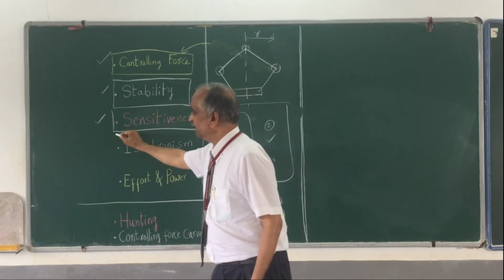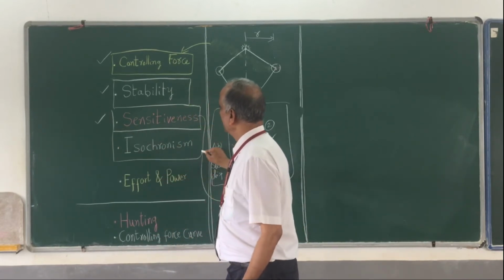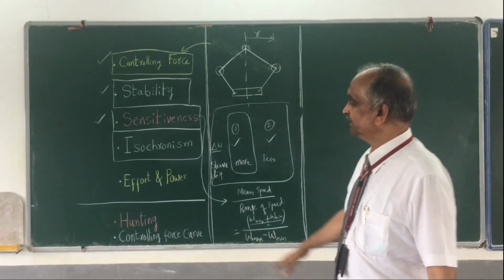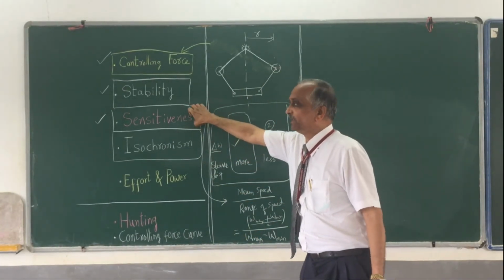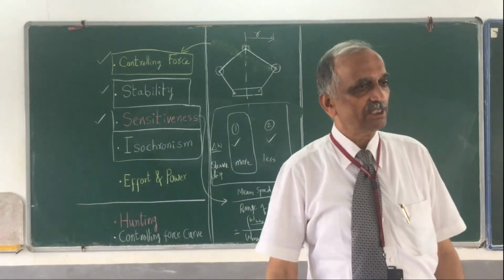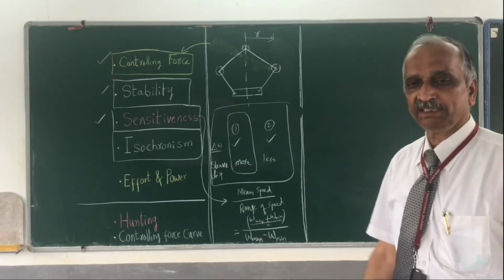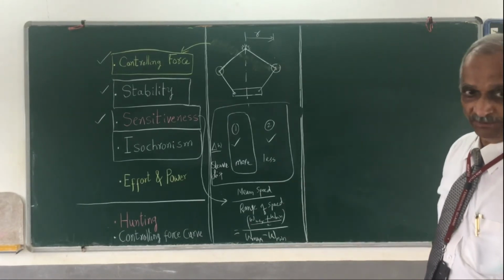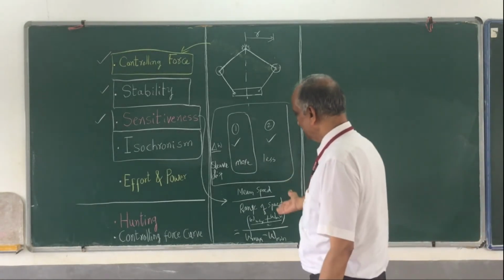Then isochronism. What is meant by isochronism? A governor is said to be isochronous if its sensitiveness is infinite. A governor having infinite sensitiveness is called isochronous. So, coming back to the definition here.